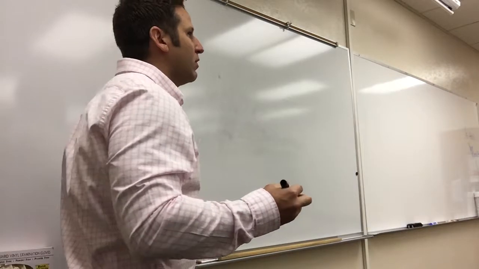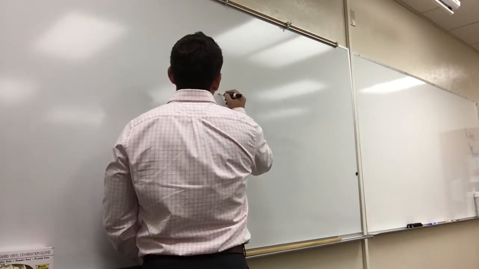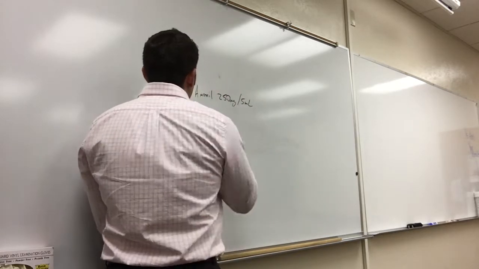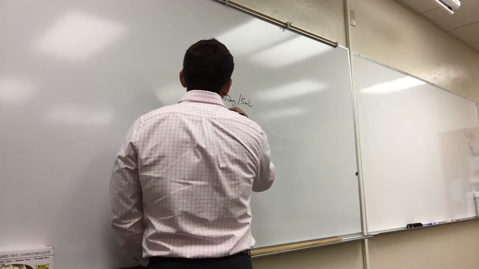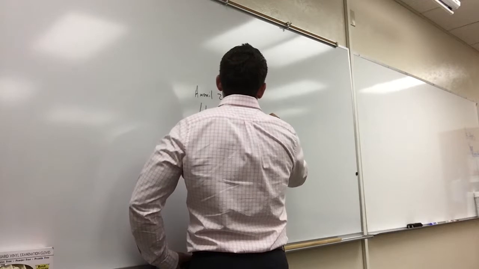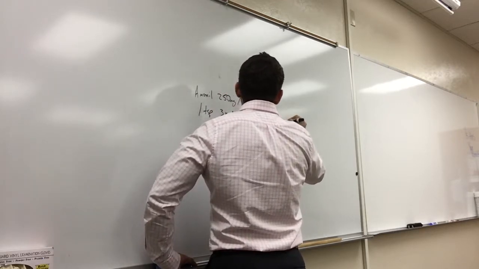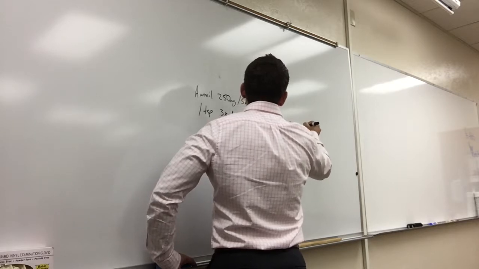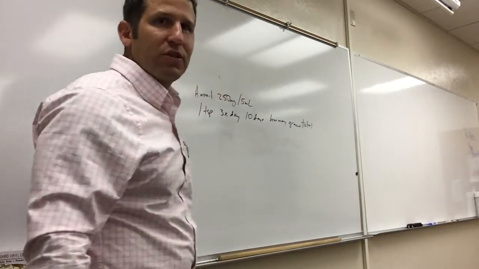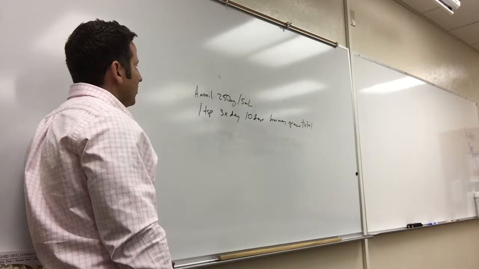Okay, so we have amoxicillin, 250 milligrams for 5 milliliters. The patient takes 1 teaspoon 3 times a day for 10 days. How many grams will she take in 10 days? That was on the test. Okay, that one's easy.